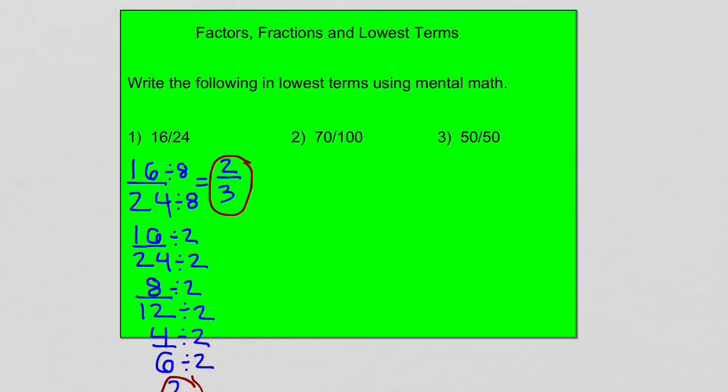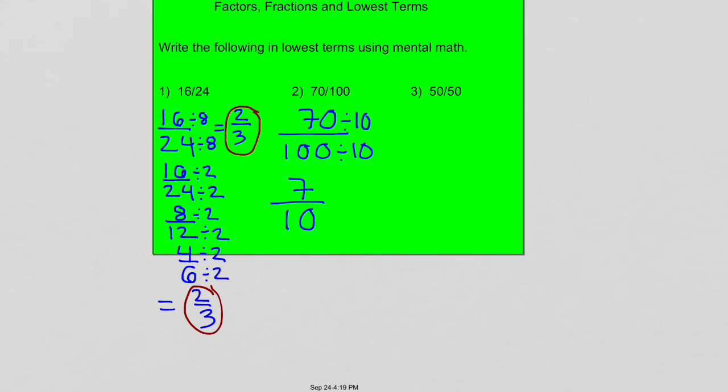Number 2, got another one here, 70 over 100. What I recognize right away is that both of these numbers end in 0. And I know the divisibility rule, if a number ends in 0, it's divisible by 10. 70 divided by 10 is 7. And 100 divided by 10 is 10. And I haven't mentioned this much in the video, but the rule states once you have a greatest common factor of the numerator and denominator that's 1, you're in lowest terms for sure.